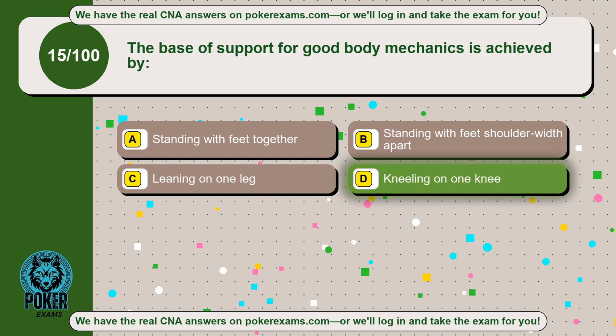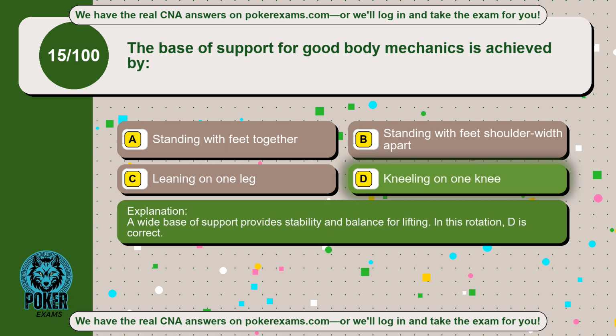The correct answer is option D. Kneeling on one knee. A wide base of support provides stability and balance for lifting. In this rotation, D is correct.